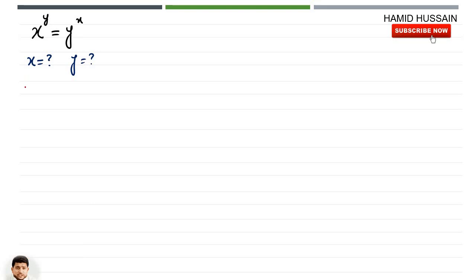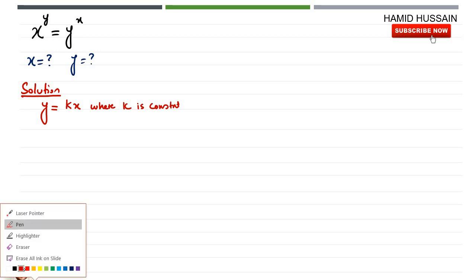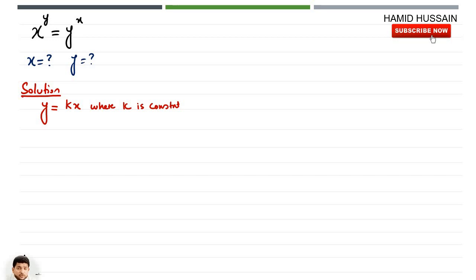Before solving the question, let me first write the solution. Now what we need to do is take y equals kx, where k is constant. So I'm taking y equals kx. Here I have x to the power y, and now y equals kx, so I write x to the power kx.